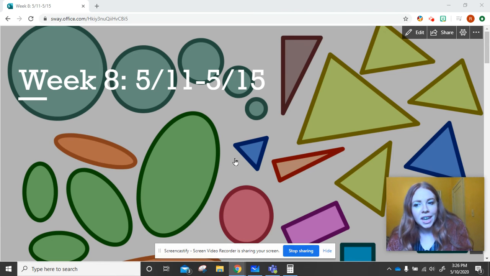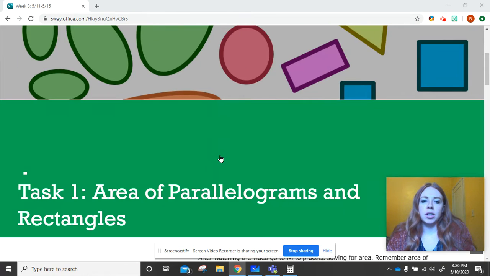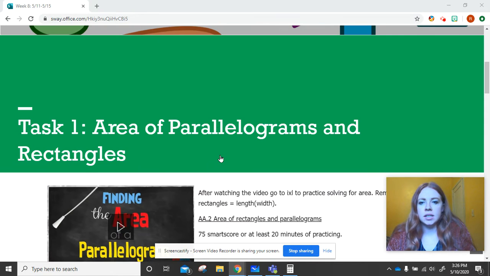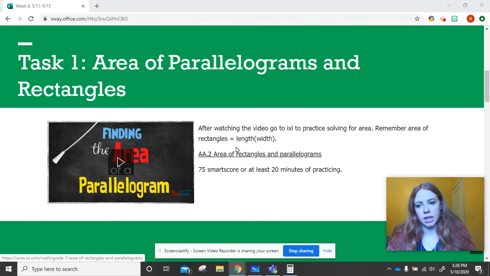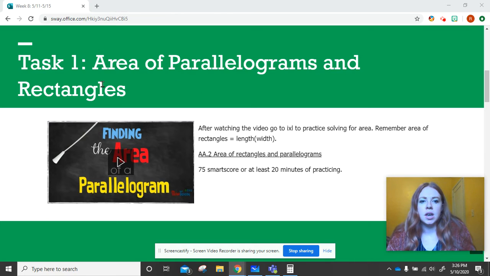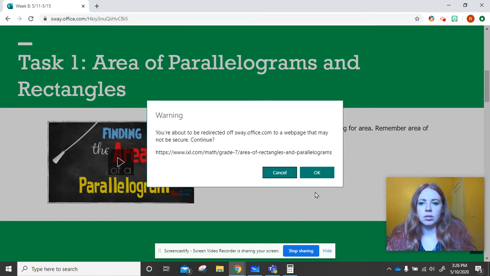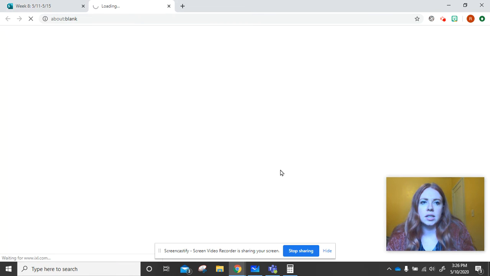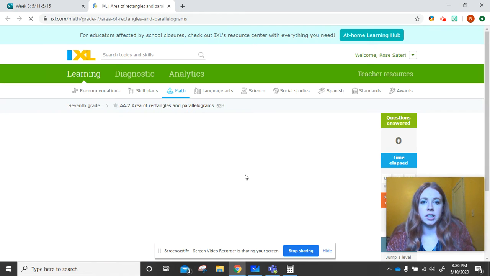We've made it to week 8. So this week is all about area. So you're going to scroll down. Your first task is about parallelograms and rectangles, so 4-sided shapes. You can watch the video about how to find area of a parallelogram, and then you're going to practice. So you're going to click on the link to iExcel, make sure you're signed in, and then start practicing.